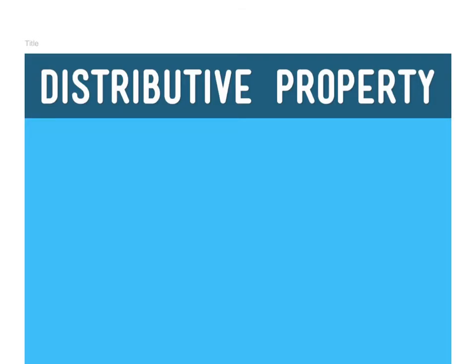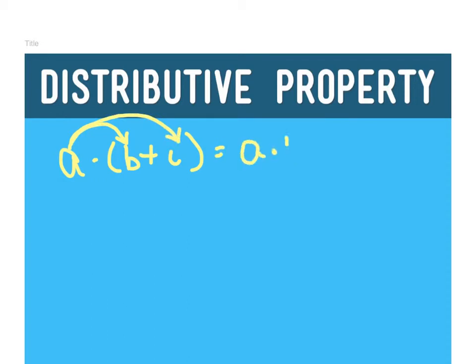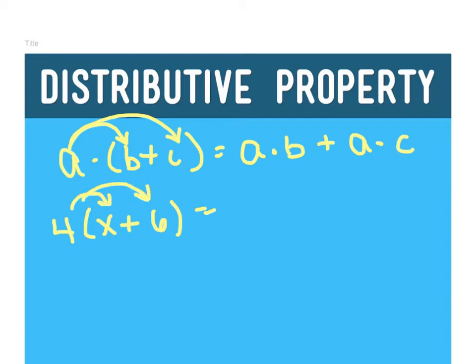Alright, the last property is the distributive property, which we've used quite a bit, I'm sure. So we're going to do A times B plus C. And remember, in the distributive property, you distribute multiplication to the first one, you distribute multiplication to the second one. So this would be A times B plus A times C. So an example is 4 times x plus 6 equals, so I take 4 times x and 4 times 6 to get 4x plus 24.